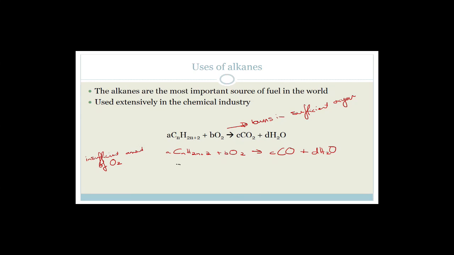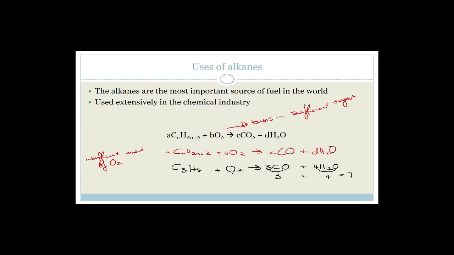So let's say, for example, we've got C3, we've done 3 and we've done 4. Let's do 2. Okay, so now let's do C3. C3H8 plus O2 goes to carbon monoxide plus H2O. Okay, so we've got three carbons here, so we're going to multiply this by 3. We've got eight hydrogens there, so we're going to multiply this by 4. This now becomes 3, and that is a 4. So that becomes 7.